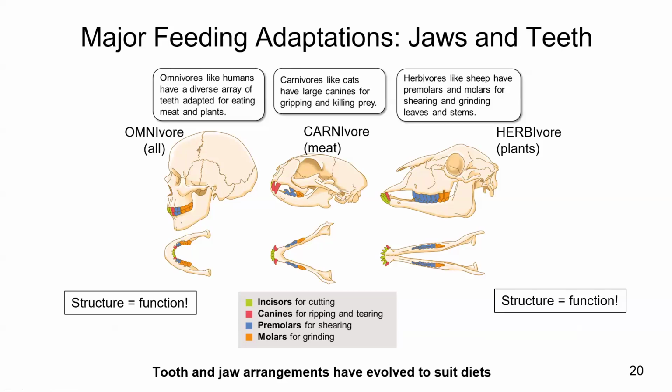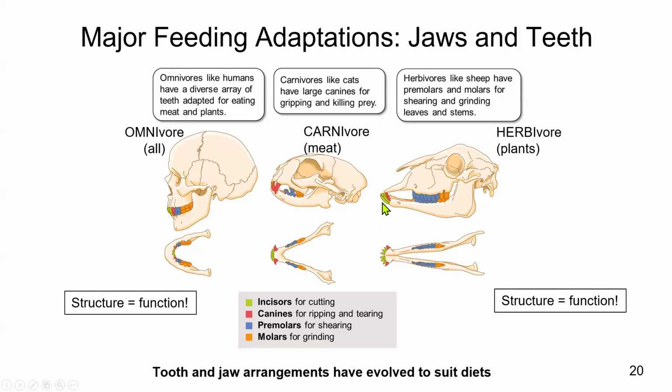And if you look at how teeth have evolved in different types of organisms, depending on their primary diets and eating habits, you can see that the structure of the teeth is highly correlated with the function or the type of diet that those animals have. So if you look at, for example, herbivores and their jaw and tooth layout, you can see these different colors here: orange, blue, red, and green. Orange represents molars for grinding, premolars for shearing, and then incisors and canines for cutting and ripping and tearing.